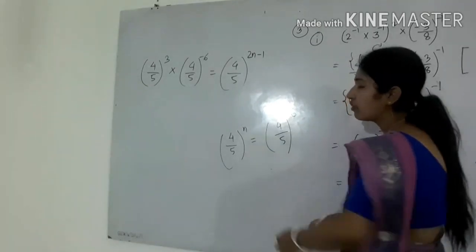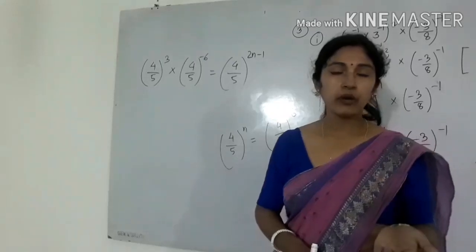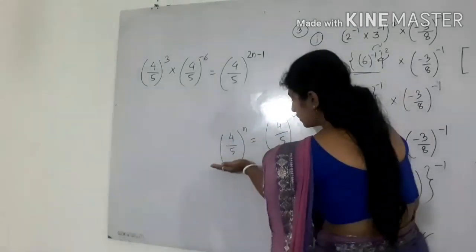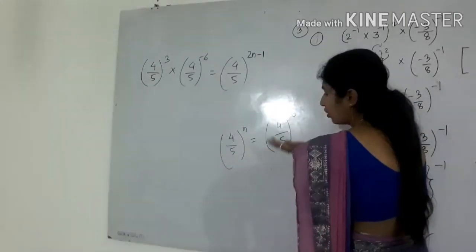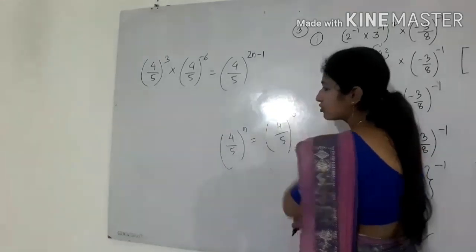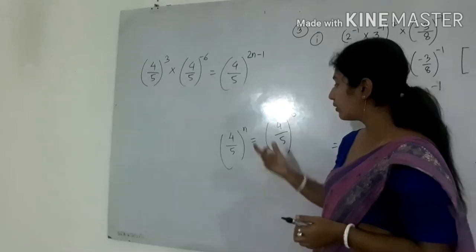Equal to. The meaning of equal to is what? Equal to means barabar. That means the left hand side part is equal to the right hand side part. So what is the meaning of this? This part is equal to this part. So when this part is equal to this part, when the base is same, the power should be what? The power should also be equal. That means the value of n will be what?